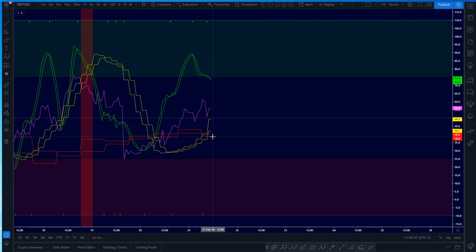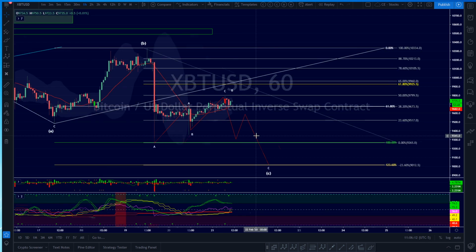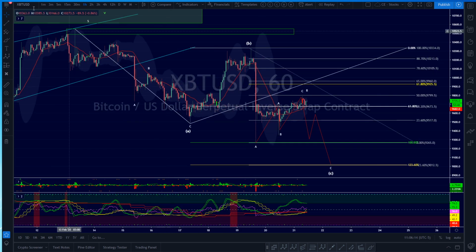The rejection that we had a couple days ago really fuels that fire that we may see some more selling pressure upcoming in the next couple days, maybe this weekend. Still remains to be seen. But so that's kind of my view on this. Let's take a look at CME futures.